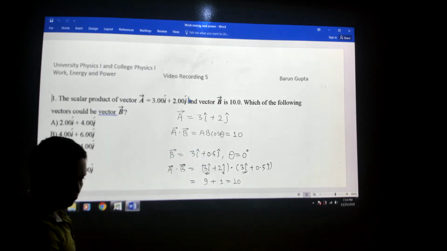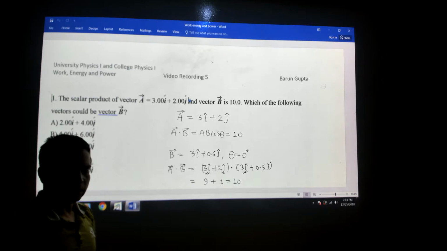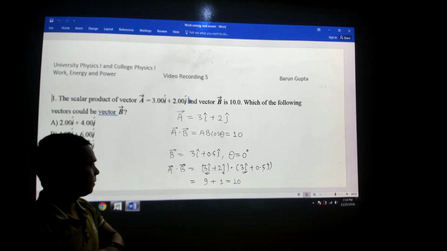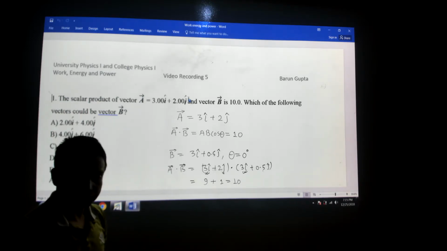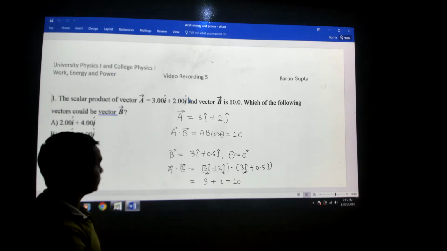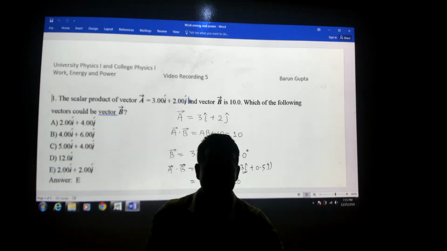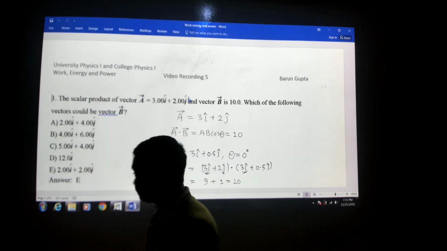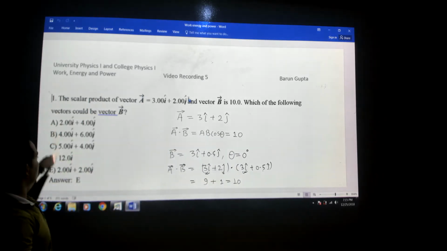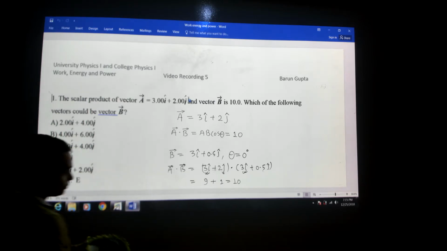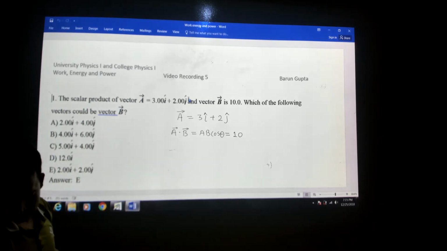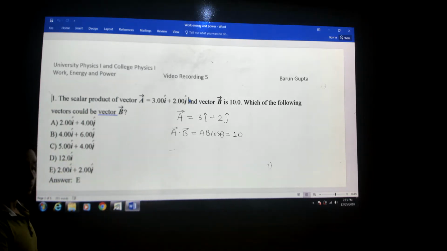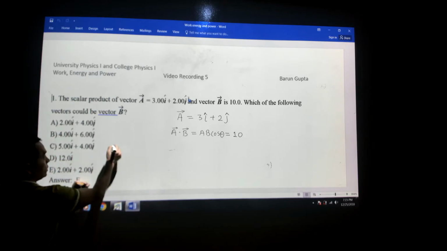The idea is that there would be millions of possibilities for the b vector. So this does not have a unique solution, but you have to choose the option. You're given options here, so you just have to find out which one gives a dot product equal to 10. The only way to solve this problem is by the hit and trial method.